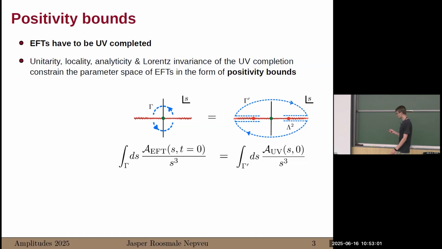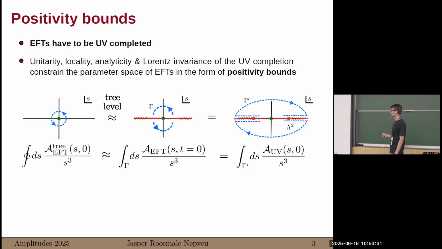The idea is to consider your amplitude as a function of s in the complex s plane, and consider different contour integrals, where, using Cauchy's theorem, you can relate the contour integral for small values of s, that's within the regime of validity of your effective field theory, to contour integrals at large s, which then is in the regime of your full UV physics. And a simplification that can be made to simplify the complex structure of the amplitudes is to approximate your effective field theory at tree level.